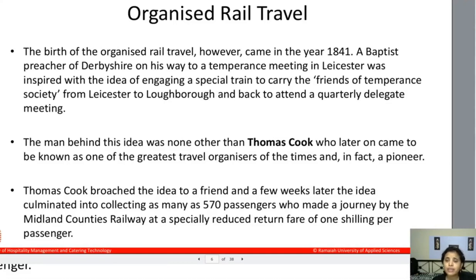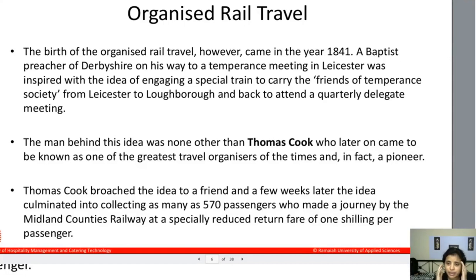Here we will discuss organized rail travel. Now, why organized rail travel? Because the tourism industry was not in its shape before 1840. We give credit to the father of the tourism industry, the business of tourism, Mr. Thomas Cook, who gave this tourism industry an organized form, a business structure.